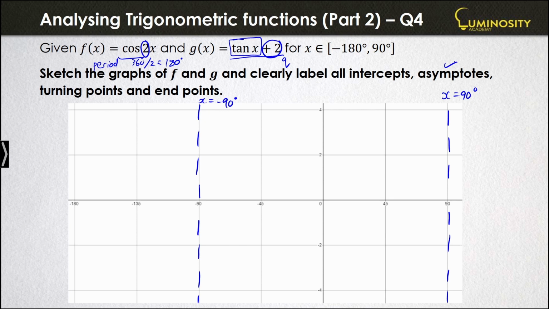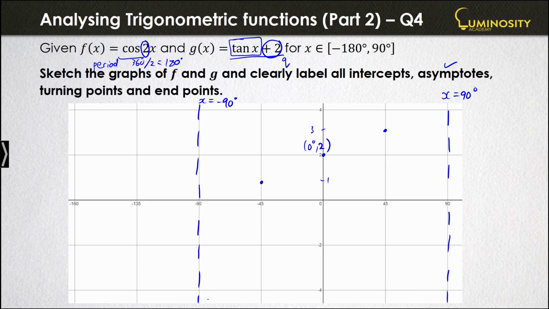Okay, and then for tan x plus 2, we can just take some of the special values. So we know tan of 0 degrees is 0. Then plus 2 will give you 2. So here's the y-intercept at 0 degrees, 2. At 45 degrees, we know tan of 45 is 1, and 1 plus 2 is 3. So over here, we have 45 degrees and 3. At negative 45 degrees, you're going to have negative 1 for tan. Plus 2 gives you a value of 1. All right, and so on.